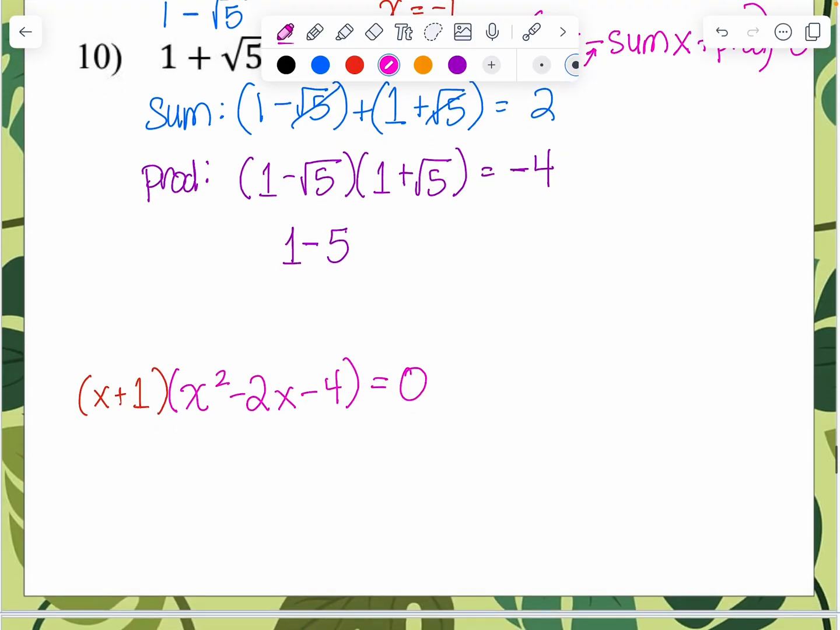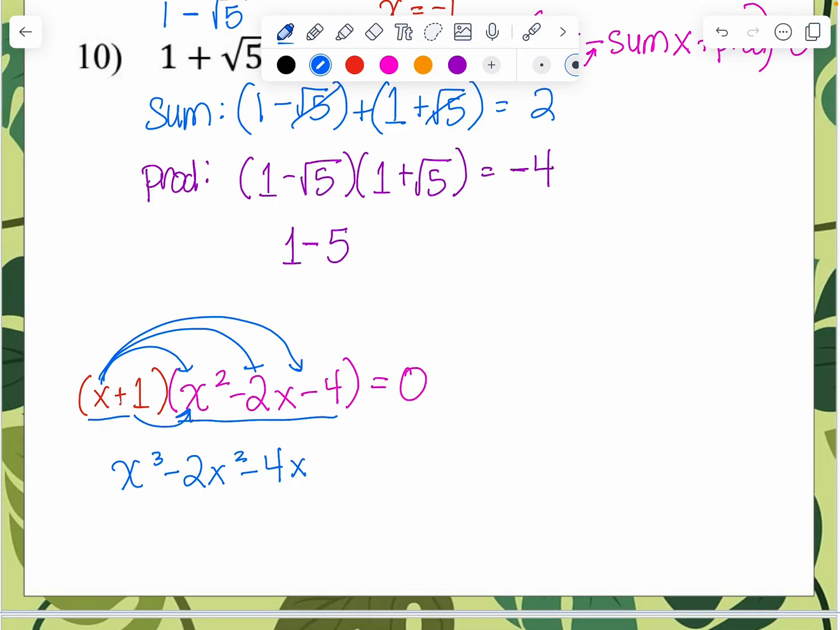Not quite done yet. I need to go ahead and multiply this binomial times this trinomial. I should end up with 6 terms. A lot of room to make mistakes, so just be careful. I will multiply x times x squared is x cubed. X times negative 2x is negative 2x squared. X times negative 4 is negative 4x. 1 times x squared is plus x squared. I've got negative 2x and then negative 4. Now that's equal to 0, so I have 6 terms.